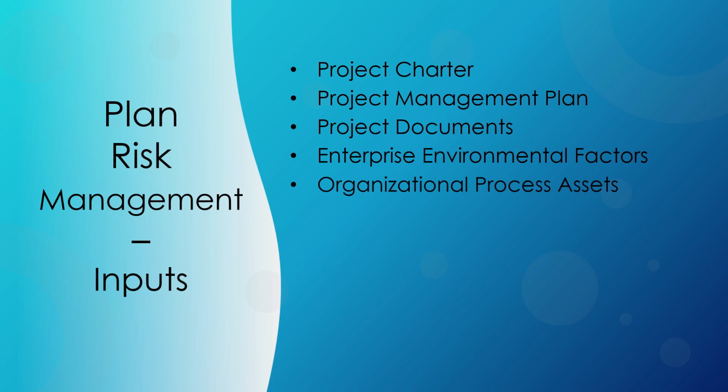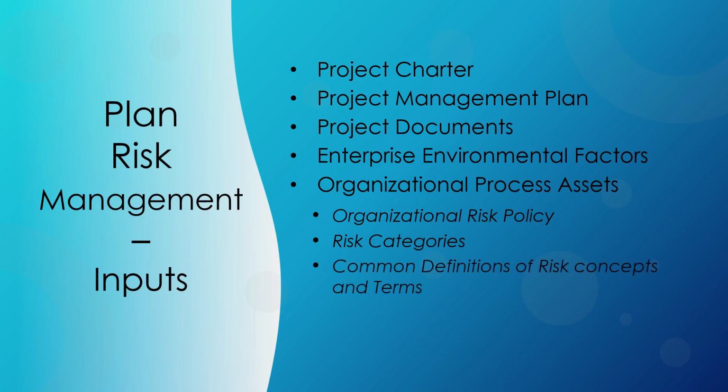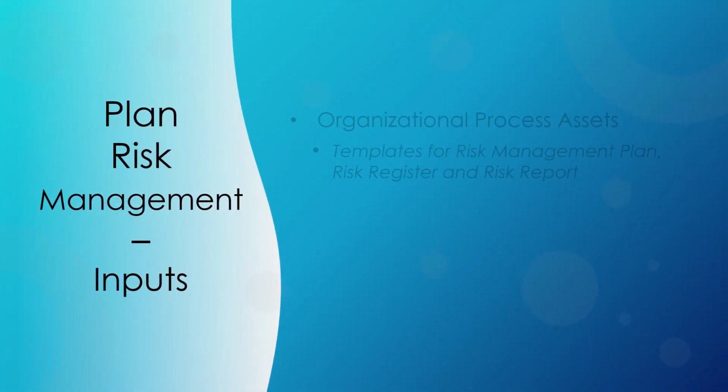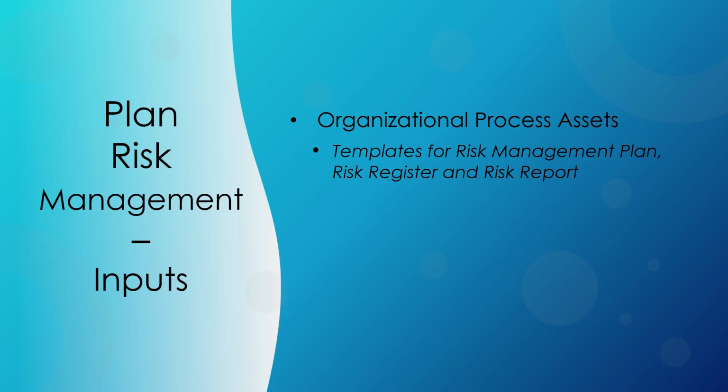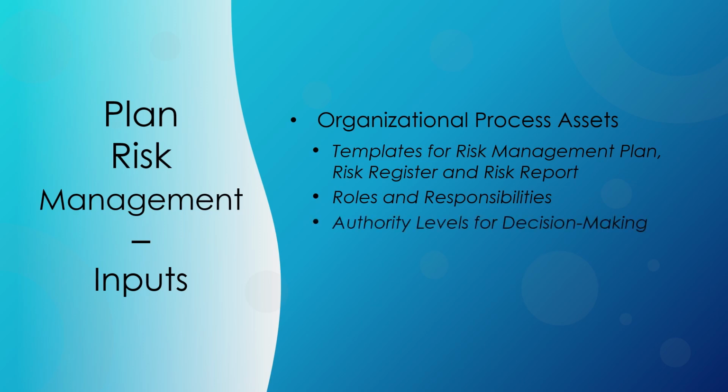Organizational process assets. The organizational process assets that can influence the plan risk management process include organization risk policy, risk categories, possibly organized into a risk breakdown structure, common definitions of risk concepts and terms, and risk statement formats. Templates for the risk management plan, risk register, and risk report. Roles and responsibilities. Authority levels for decision making. And lessons learned repository from previous similar projects.